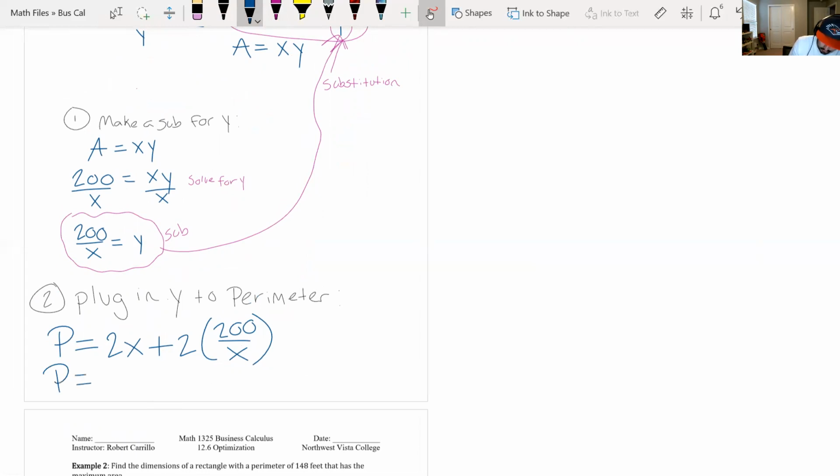P equals 2x plus 400 over x, which means this equation is now all in terms of x, which means we can take the derivative now. But before we take the derivative, rewrite it one more time as P equals 2x plus 400x to the negative 1. All we did was take that x and flip it up.